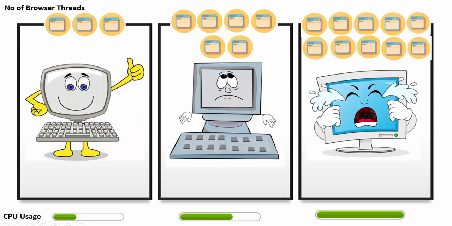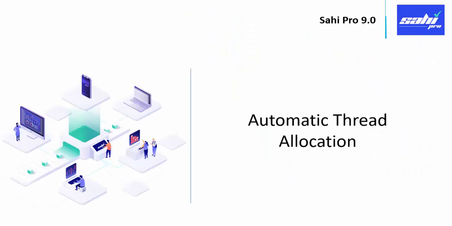During test automation execution, it is possible that your system gets overloaded due to too many parallel scripts or browser threads launched at the same time. This may lead to higher CPU usage and the system may hang or crash. Sahi Pro version 9.0 also brings you the capability of automatic thread allocation.